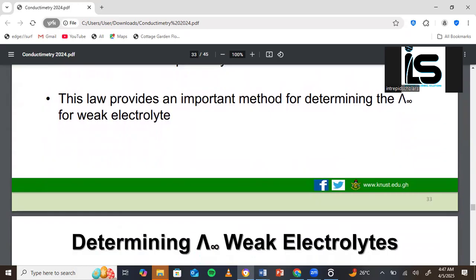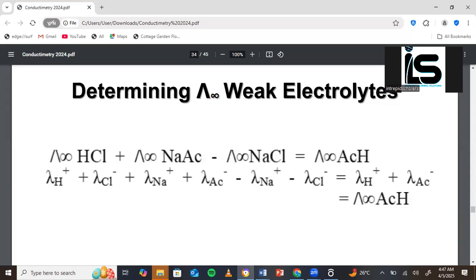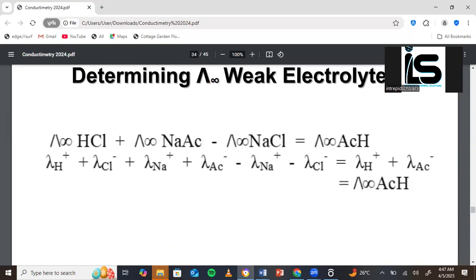Now, the importance of the law. After learning how to state the law, this is the importance of the law. The law provides an important method for determining the equivalent conductance for weak electrolytes. Very important to note. Now this is the practical application of what they are supposed to learn.